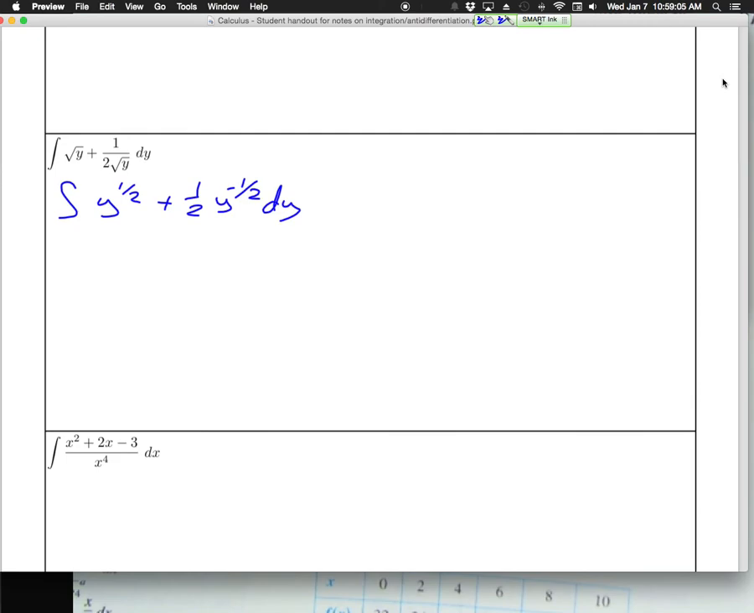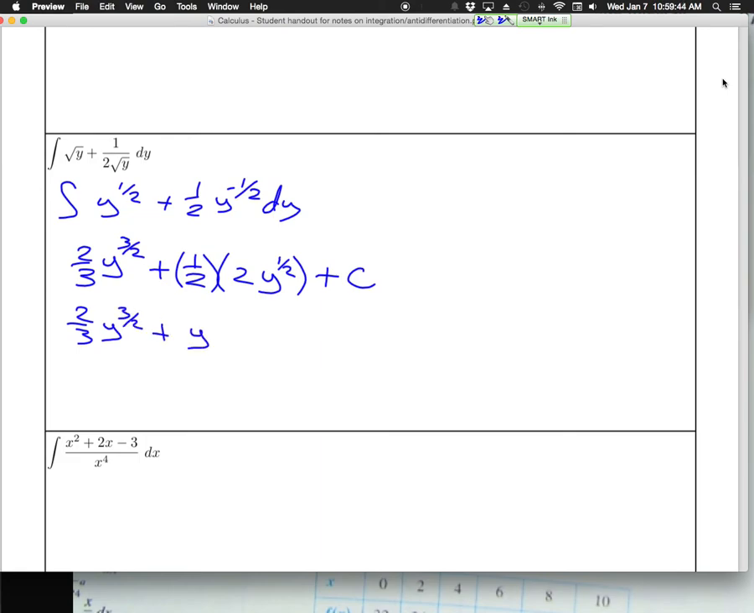All right. So what's going to happen to y to the 1/2, Harrison? It's y to the 1.5, so y to the 3/2 over 3/2. If I divide by 3/2, it's the same thing as multiplying by 2/3. Then I've got 1/2. On this one, what's my new exponent? 1/2. What am I going to divide by? 1/2. So I want to multiply by 2. So I get 2/3 y to the 3/2 plus y to the 1/2 plus c.